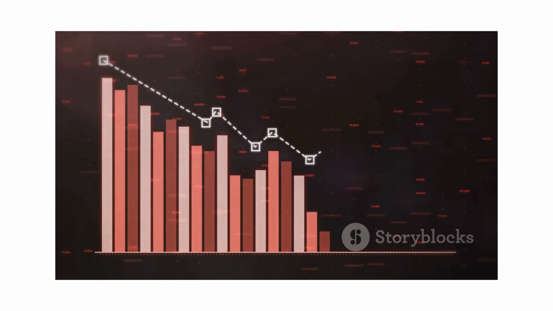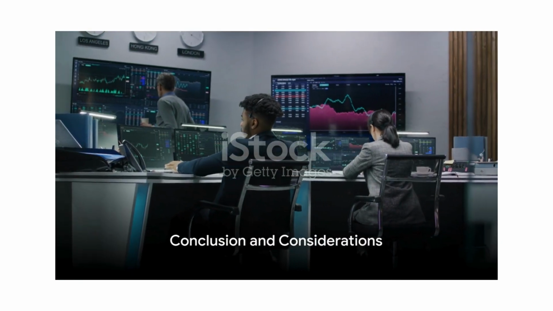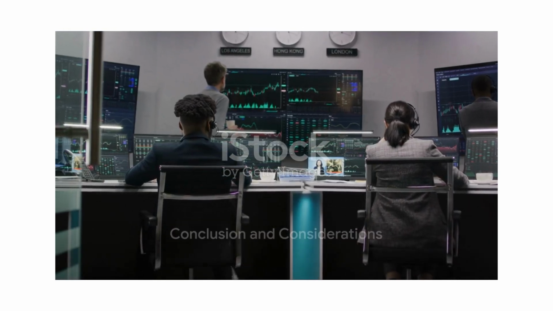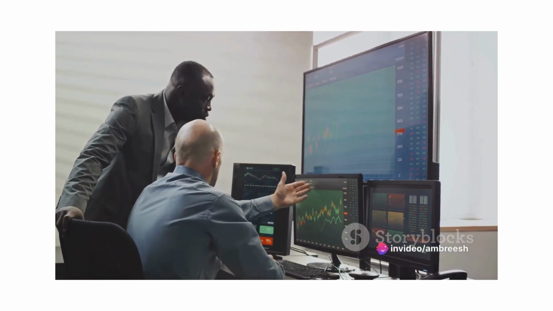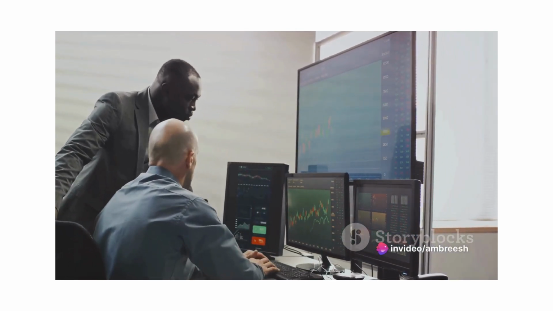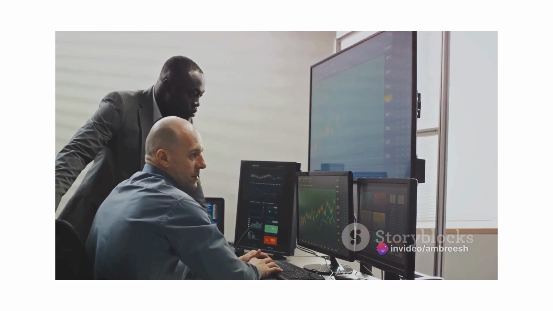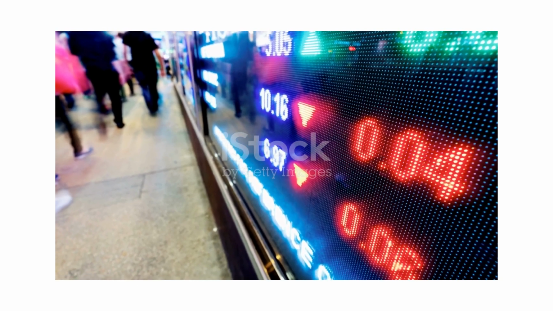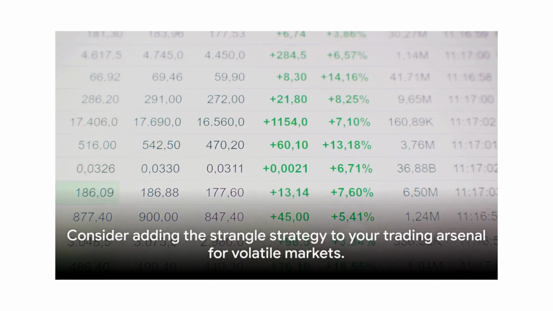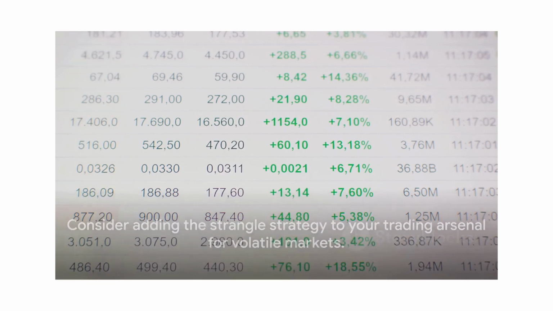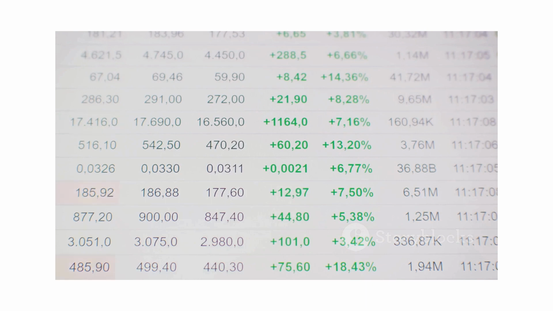the premiums paid. In summary, the strangle trading strategy can be a valuable tool for traders seeking to profit from anticipated market volatility while remaining indifferent about the direction of the price movement. However, like any options trading strategy, it demands careful consideration of market conditions, risk management, and the potential for loss. So, the next time you find yourself in a volatile market, why not consider trying out the strangle strategy?